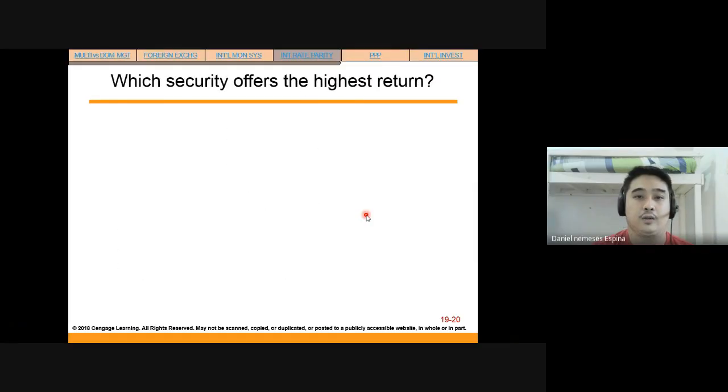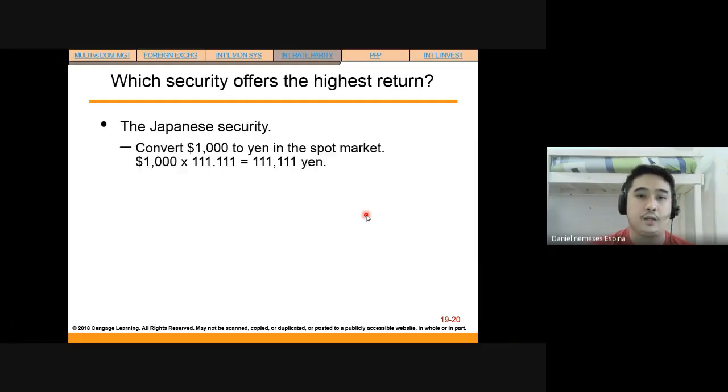So let's talk another parity. No, this is still continuation of the interest rate parity. Which security offers the highest return? Okay, so actually it's the Japanese yen that offers the highest return. So let's say we will convert the 1,000 US dollar to yen in the spot market. By the way, this is actually in comparison with the Japanese and the Australian dollar.